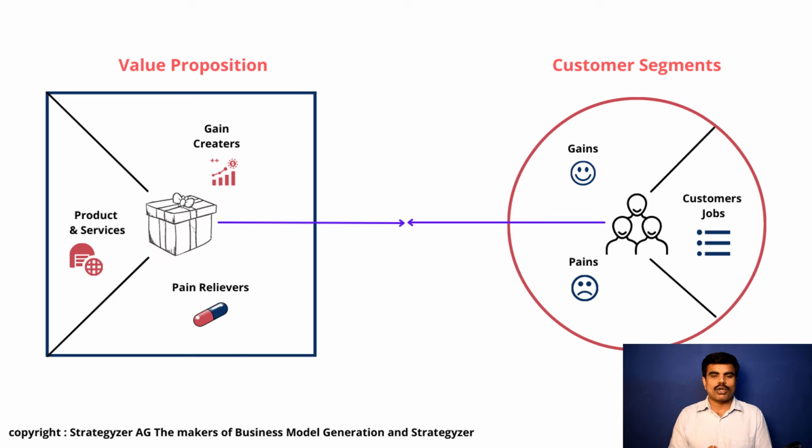Left side of the canvas, the value proposition. In the value proposition, again we have three things. One is the products and services, and the other ones are the gain creators and the pain relievers. So these are all part of the value proposition. So let's see the products and services and what you will mention.